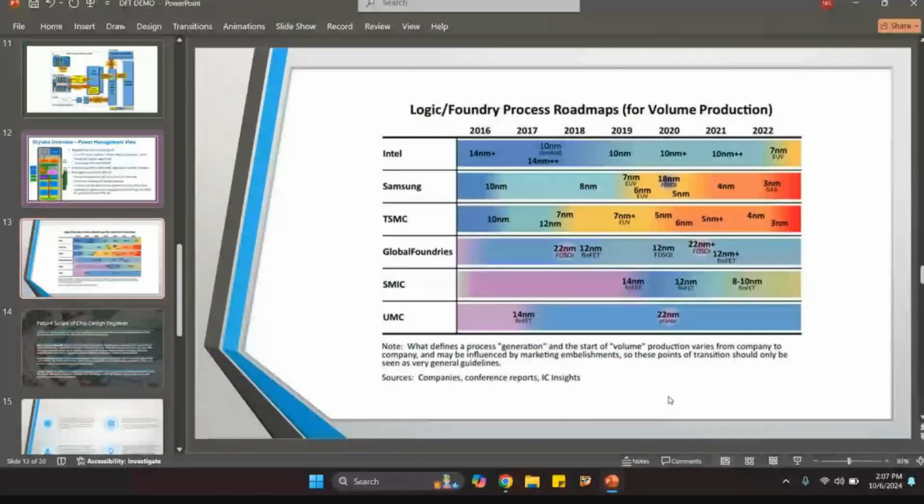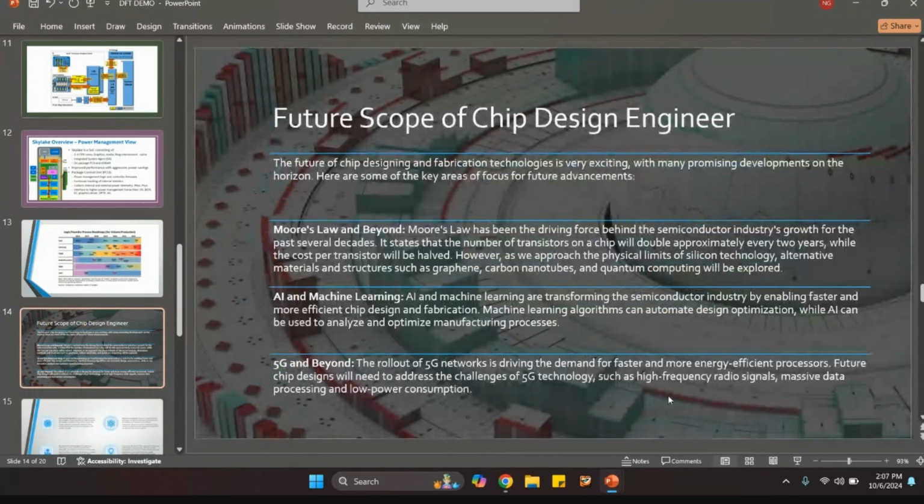Okay. So I was explaining about these foundries, where they started their journey into the technology node and where they came now. They are at a 1 nanometer technology. Okay. So moving on to the future scope of chip design engineer.